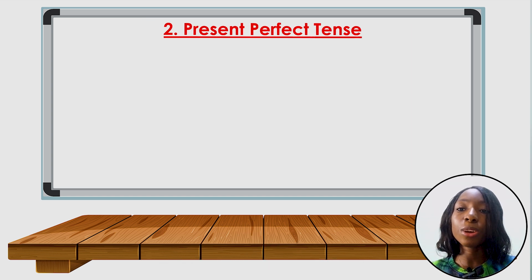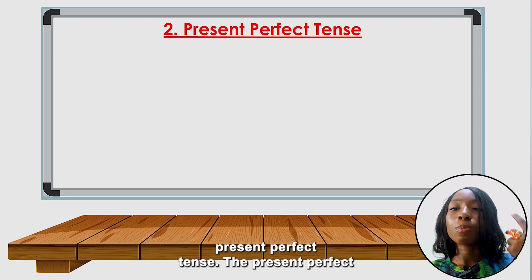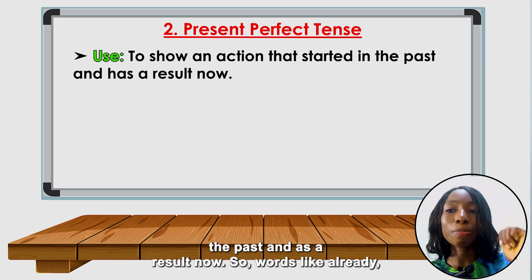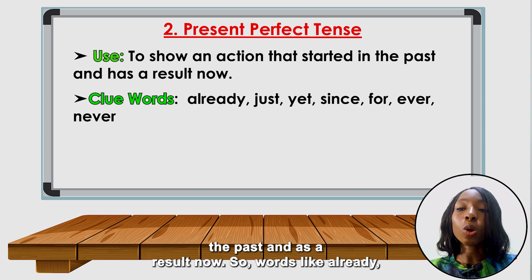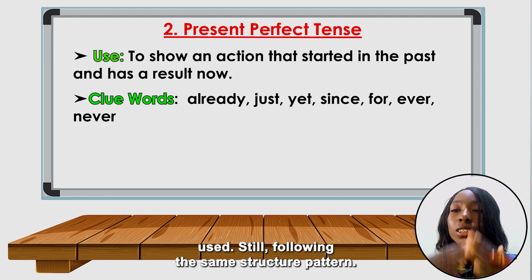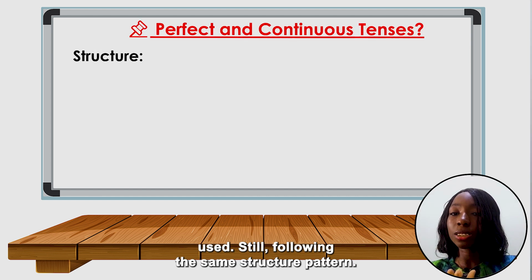Secondly, let's talk about the present perfect tense. The present perfect tense is used to show an action that started in the past and has a result now. So, words like already, just, yet, since, for, ever, never are used. Still following the same structure pattern.